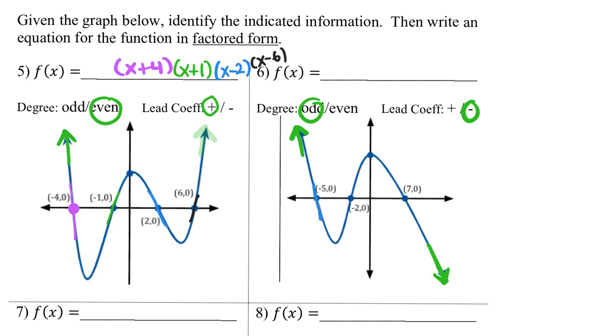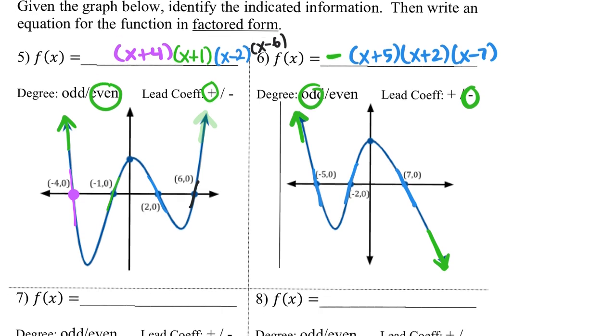It's passing through -5, so x plus 5. It's passing through -2, so x plus 2. It's passing through the 7, so x minus 7. If I were to multiply this out, x times x times x is x to the third, which is odd, but it should also be negative, so let me put a negative in the front. If you want to put -2 or -5, any number you want, you can, but I'm just going to put a negative. That's good enough for a factored form.